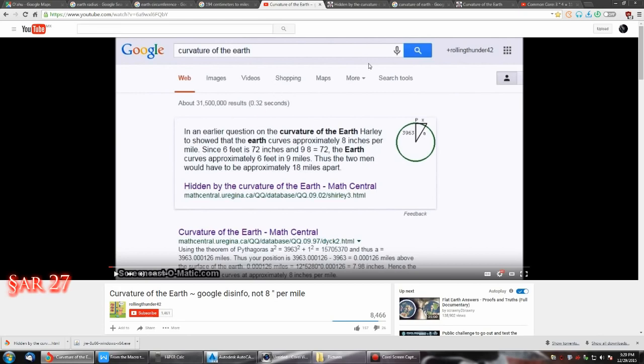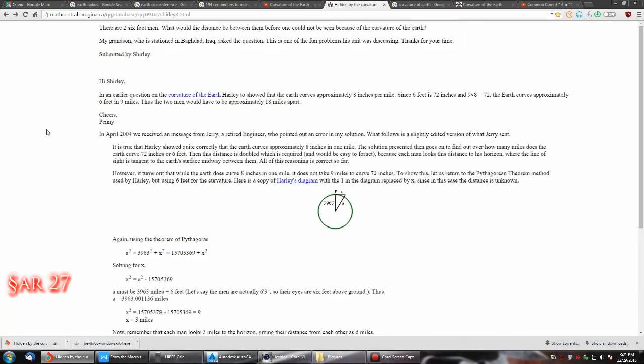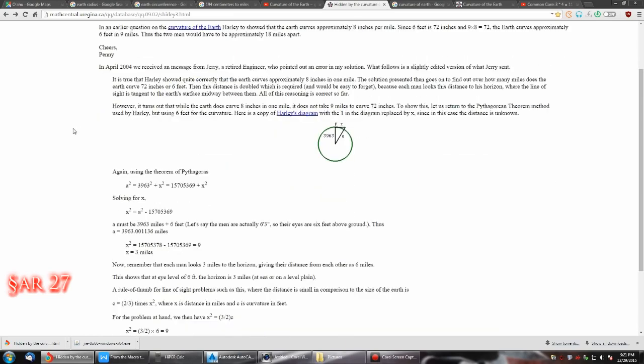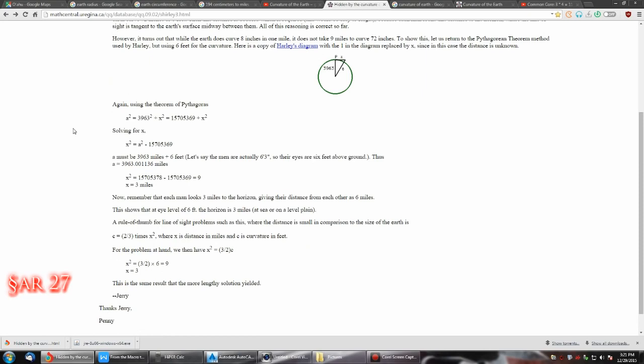Now let's go to the actual question, because I pulled it up. You can see the link here, hidden by the curvature. So we pull up the original question, which states there are 2 6-foot men and wants to get the curvature of the Earth. Somebody of older age, somebody that you trust, responds with, "Hi Shirley," and the past statement. In the earlier question, 8 inches per mile, 9 times 8 equals 72. The Earth curves approximately 6 feet in 9 miles. And then goes off over here to explain the Pythagoras theorem.